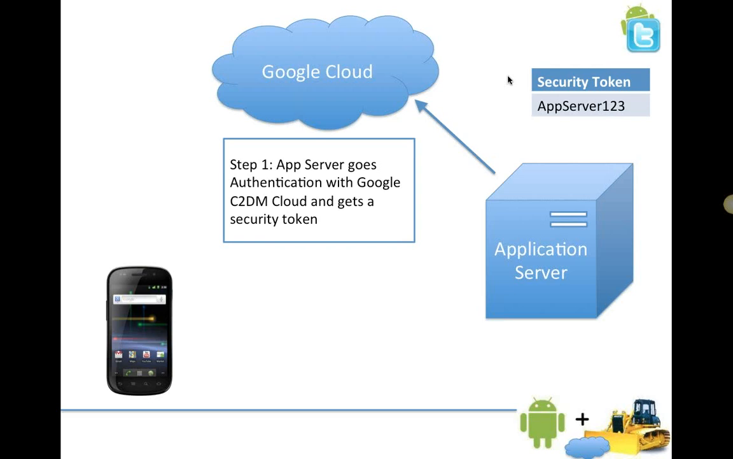Once that authentication happens, the application server gets a security token. It needs to send that security token next time when it's trying to send a message to an actual device. So the application server needs to note it down and keep it with itself.